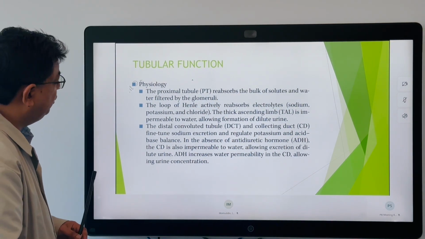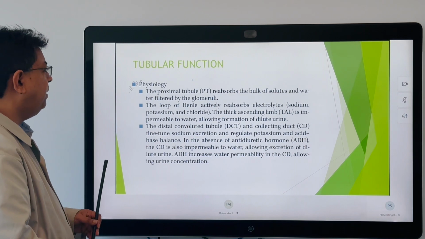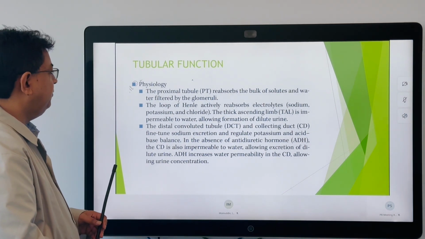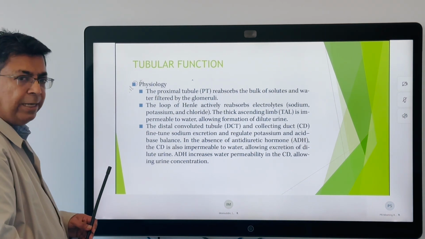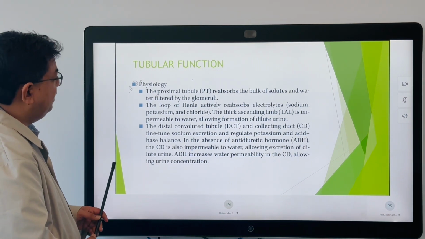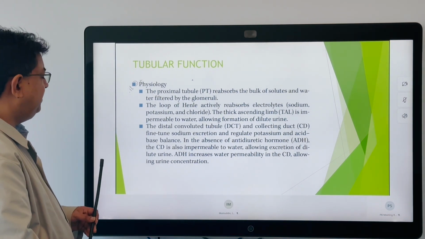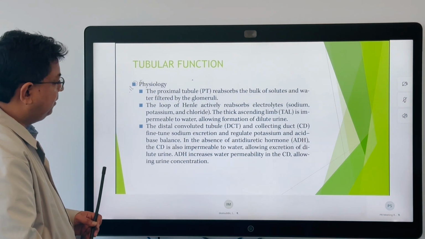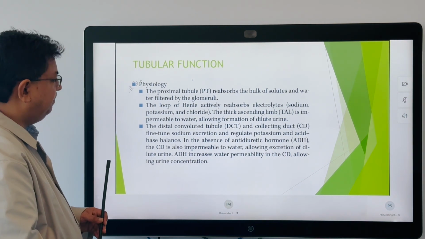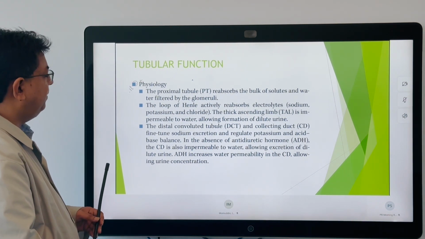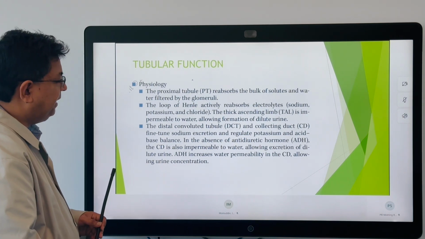Quick synopsis of tubular function. The proximal tubule reabsorbs the bulk of solutes and water filtered by the glomeruli. The loop of Henle actively reabsorbs electrolytes such as sodium, potassium, and chloride. The thick ascending limb of the loop of Henle is impermeable to water, allowing formation of dilute urine.